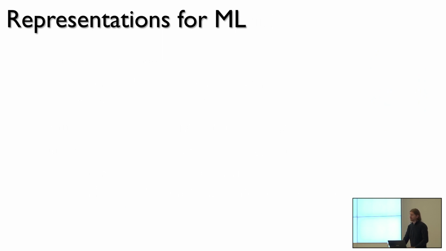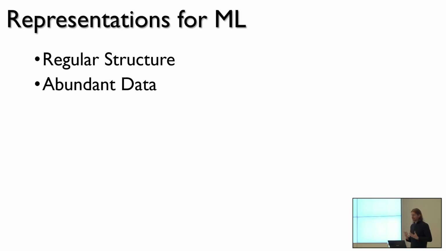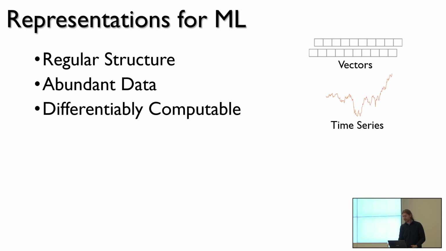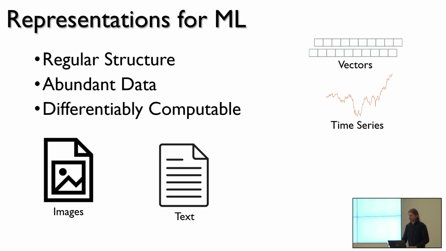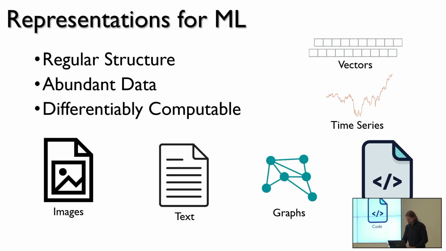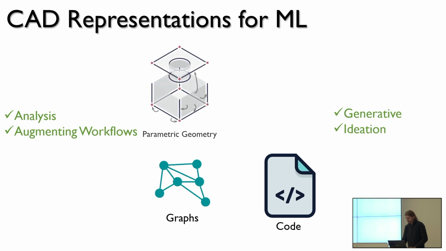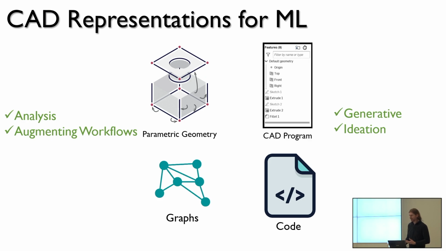But what kind of representations do the robots want? Usually machine learning wants data that has a regular structure, has lots of training data available in that format, and it usually wants all the relevant computations to be differentiable so that learning modules can be composed together. Representations we know work well with machine learning are vector embeddings, time series, images, text, and more recently, graphs and even code with large language models. We'll end up using these last two. As we saw, parametric geometry can be seen as a graph, and obviously a CAD program is a form of code. The former will end up being useful for analysis tasks and augmenting workflows, while the latter finds its strength in generative and ideation applications.